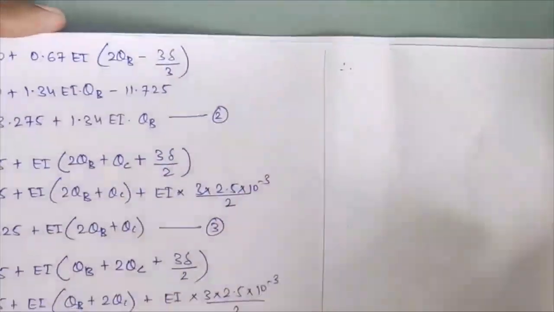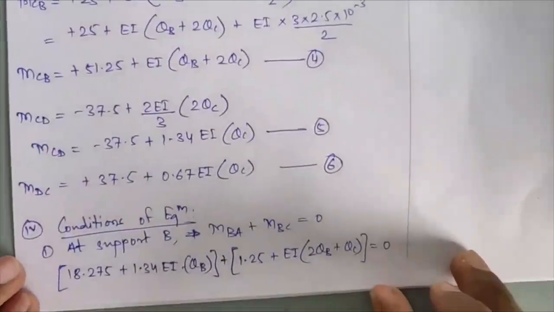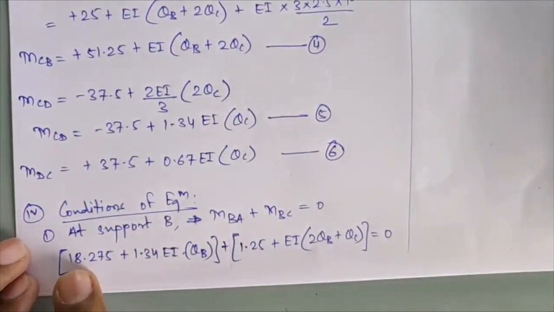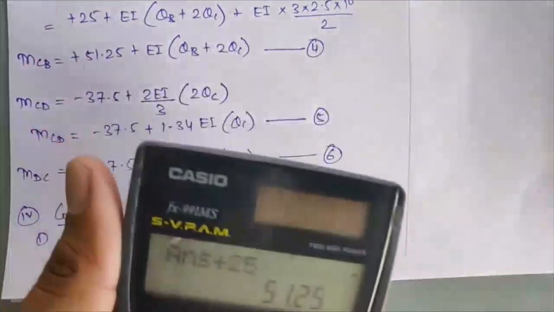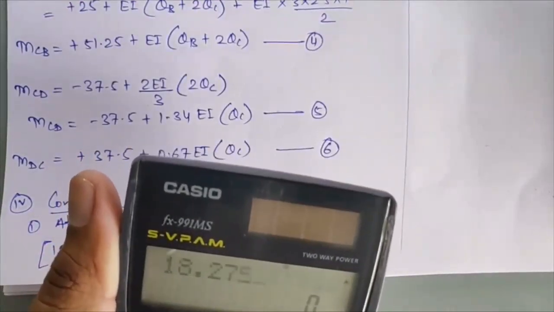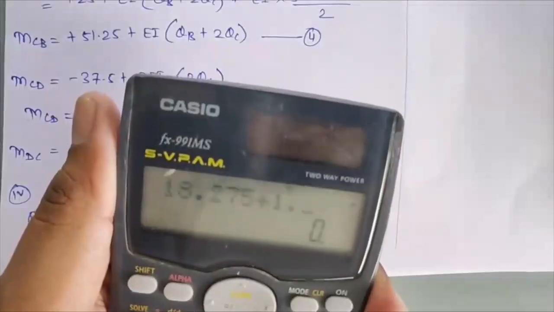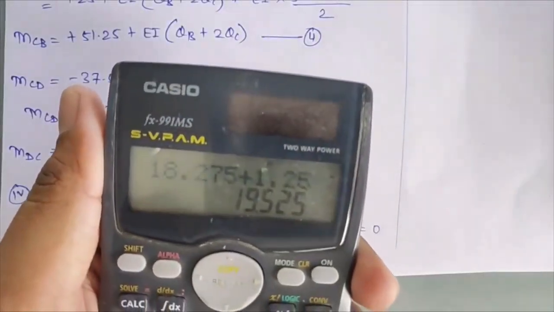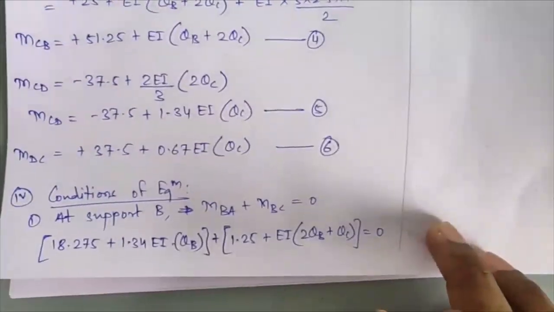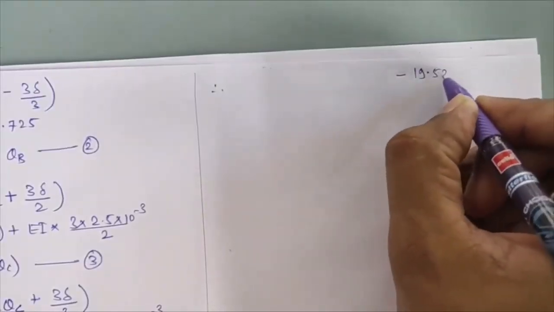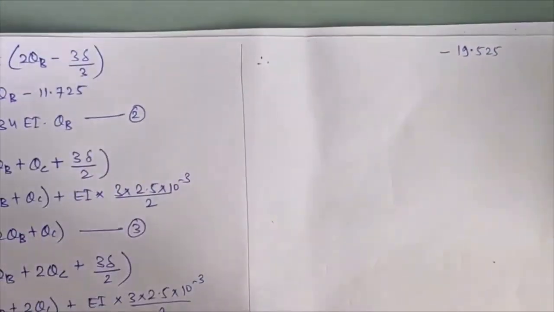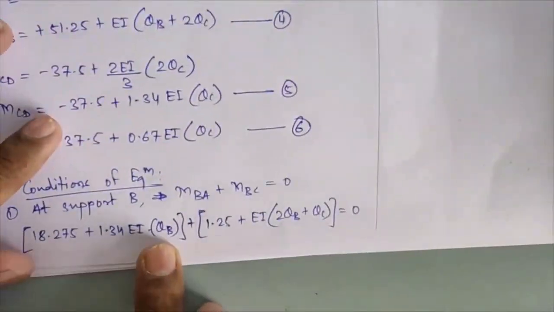Okay, I'll simplify these equations over here. Therefore, see what I get. I'll add first constant terms over there, that is 18.275 plus 1.25, I get that as 19.525. When it goes on RHS side, that becomes equal to minus 19.525.